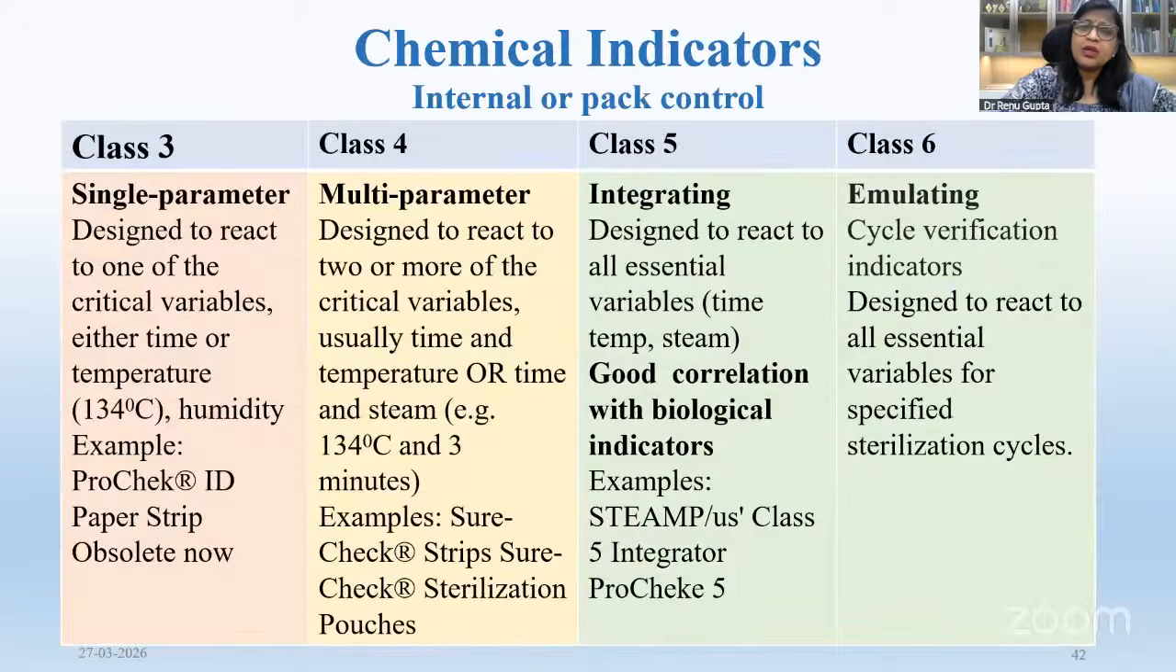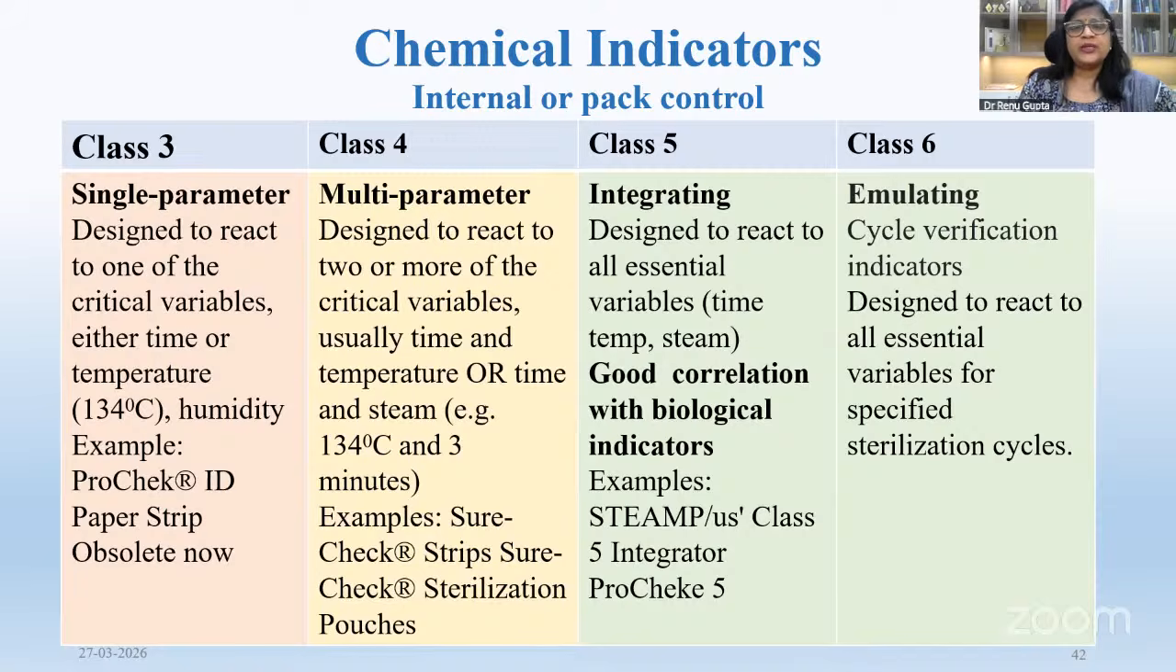Okay. Then beside this class 1 autoclave tape, class 2 is Bowie-Dick, then class 3, class 4, class 5, class 6. They are increasing generations of the chemical indicators. They are placed inside a pack, inside a sterile tray, and then we look for change. As you can understand, class 3 is single variable. It will just tell you about time, temperature or humidity. Class 4 tells about change in time, temperature, or pressure, only two variables.